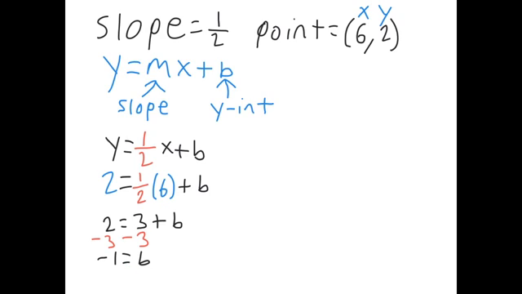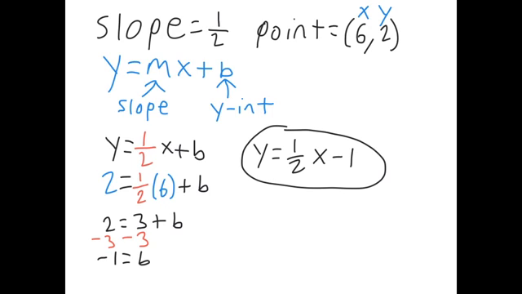It's -1. So now we go back into this equation here, and we plug in the slope and the y-intercept. So y equals, the slope was 1/2, x plus, now the y-intercept was -1. So plus -1, or we can just say -1. And this is our final answer.